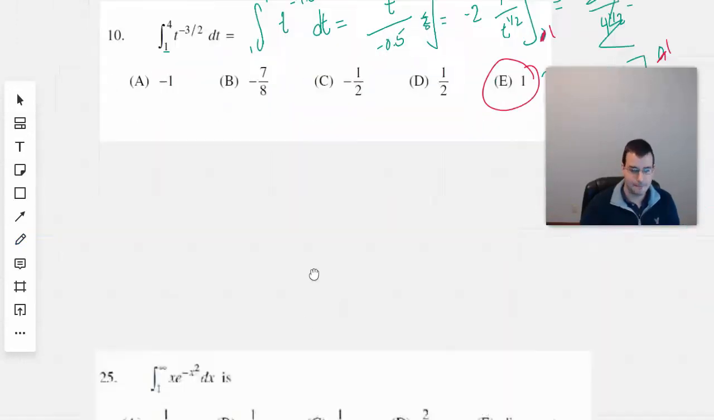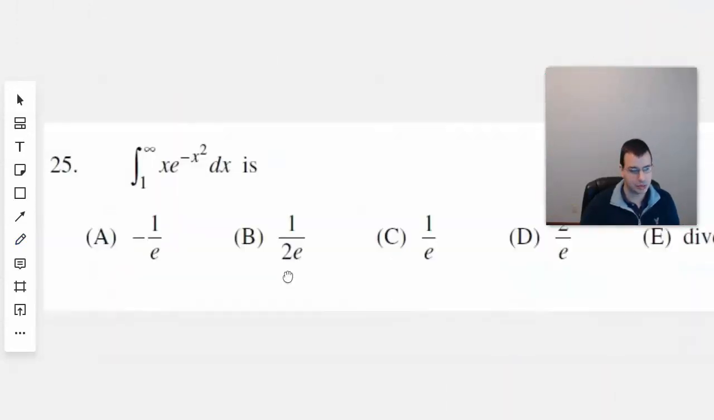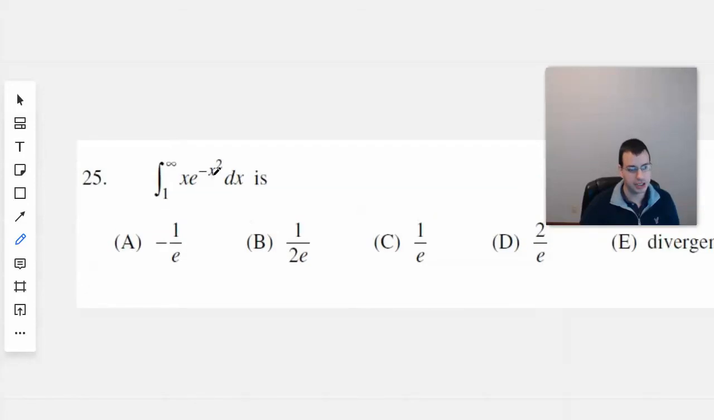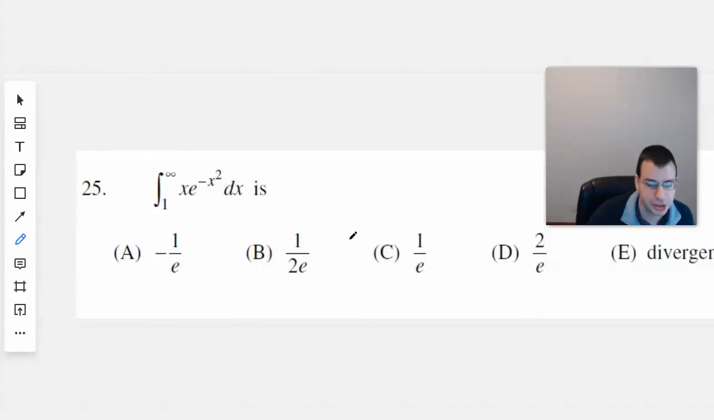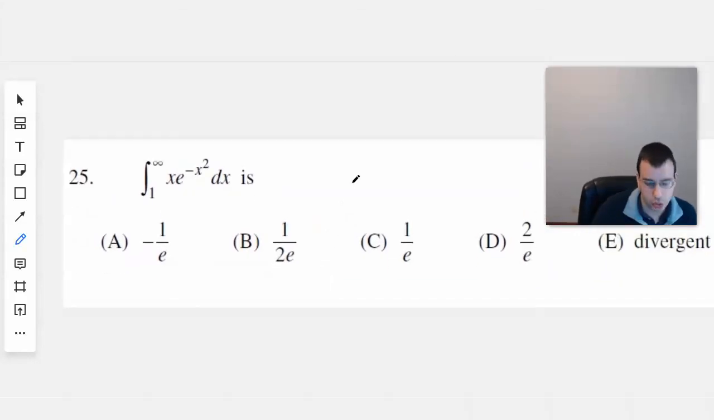Okay, try the next one. All right, so this one we see x squared and 2x. So first thought is substitution. So we do substitution on this guy. We'll start by saying u equals x squared.